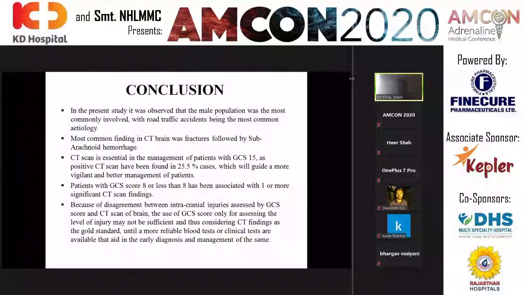Because of disagreement between the intracranial injury assessed by GCS score and CT scan of brain, the use of GCS score only for assessing the level of injury may not be sufficient, and therefore CT finding is considered the gold standard until a more reliable blood test or clinical test is available that aids in the early diagnosis and management of the same. Okay, done.